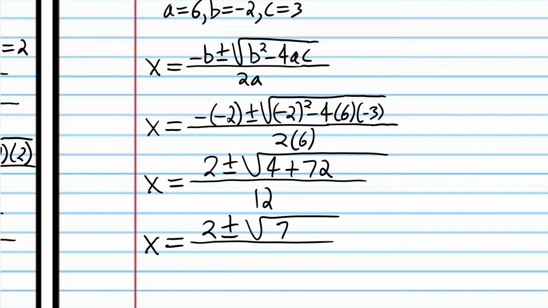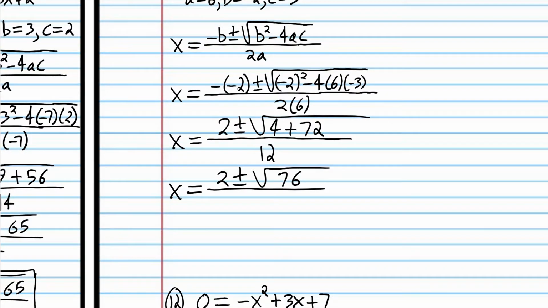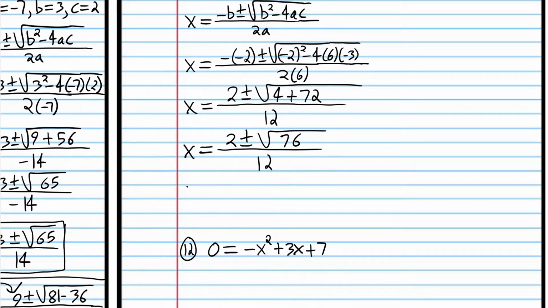And then we get 76. 4 plus 72 is 76. And at this point, we need to pull out a perfect square out of the 76. Now that's going to be kind of a tall order. Again, you can use your calculator. I'm going to try dividing by 4, and I can see that that's going to work. So that's going to be 4 times 19.